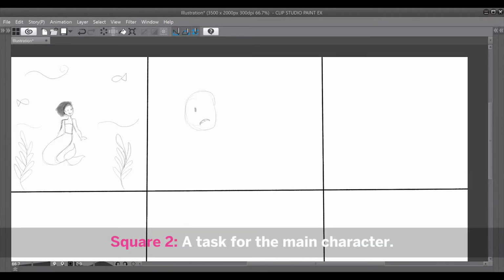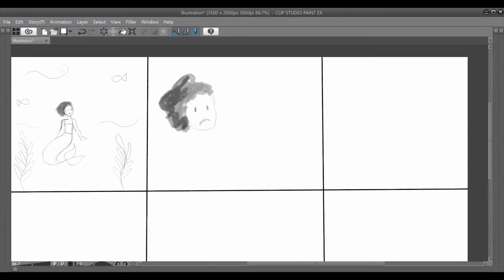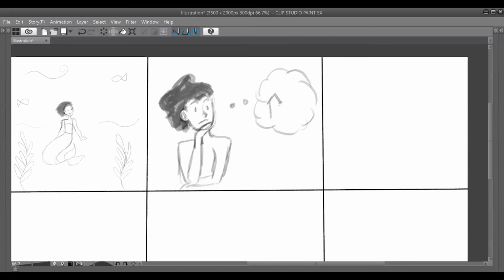Square two is a task for the main character. This is where we're going to establish what the driving force for our character is. What is it that they're trying to achieve? What is it that the audience is going to be following along with? What is their journey going to be? For our mermaid in this story, I decided that her task would be something physical. Your task can be metaphorical as well, but in this case, it's going to be her wanting to go home. So I'm going to put a thought bubble next to her head, and she's imagining her castle. So this is going to be the catalyst that's going to prompt the beginning of our story.